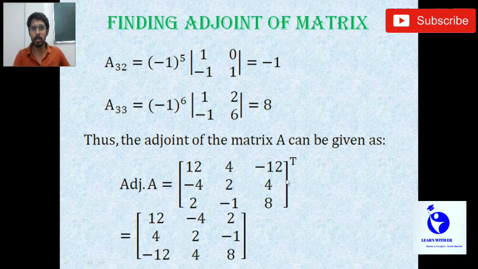So instead of being the first row, it will be the first column. So the first column is now 12, 4, -12. Now instead of being the second row, it will be the second column. The second row was -4, 2, 4. Now the second column will be -4, 2, 4. Now instead of being the third row, it will be the third column. The third row was 2, -1, 8. Now the third column will be 2, -1, 8. And with this we have also transposed the newly formed matrix. So this finally is the answer for the adjoint of a matrix.